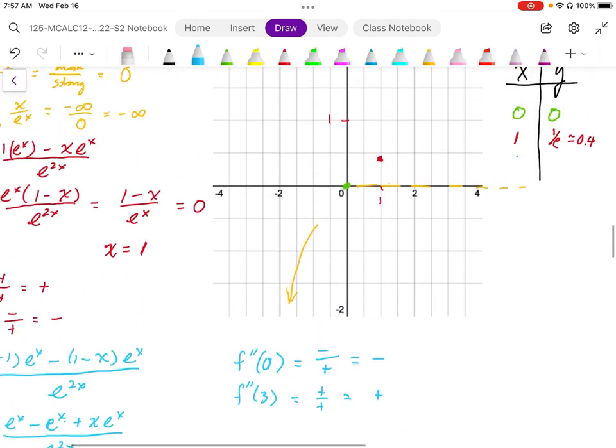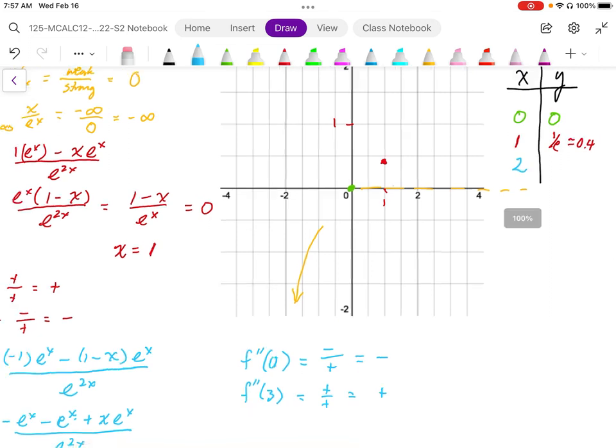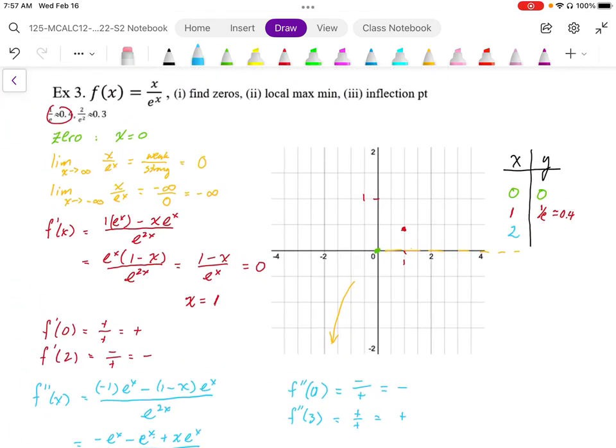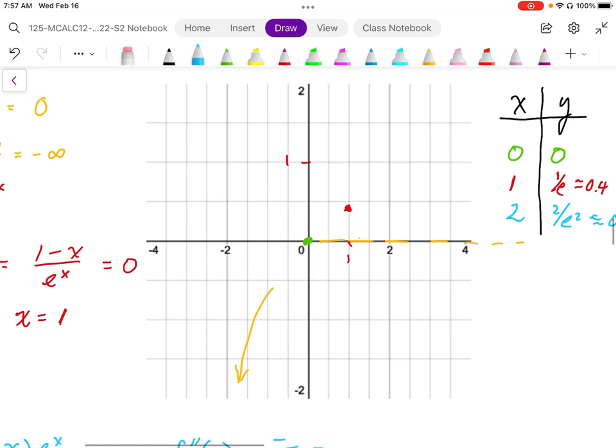So I'm going to put that into my table of values, x equals 2. Find the y coordinate. We get 2 over e squared, which we worked out here as approximately 0.3. So we're going to put that into the graph. There's a point there, and that indicates an inflection point. A little bit higher, I think. This coordinate here indicates an inflection point.